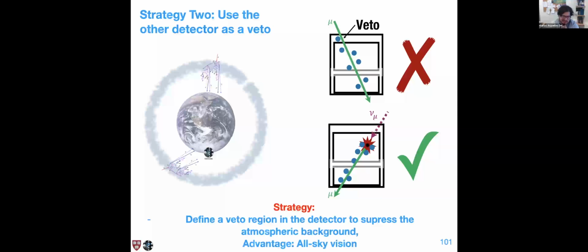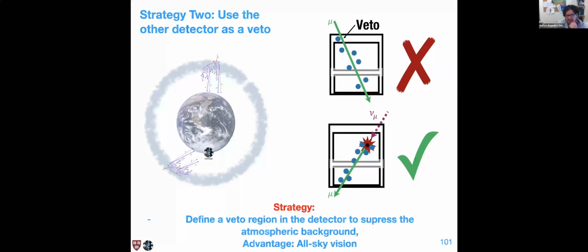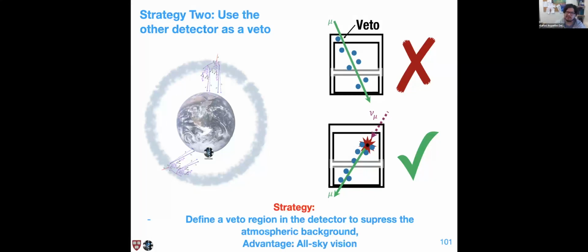The other possibility is, the problem is all of these muons, so why don't we try to throw them out by rejecting all events that interact in the outer parts of my detector? So in this case, you define an outer veto region, and you select only events that interact within the instrumented volume, shown in these figures here. And if you do that, the advantage is that you can now see all directions. And that's important because the galaxy for IceCube is in the southern hemisphere.